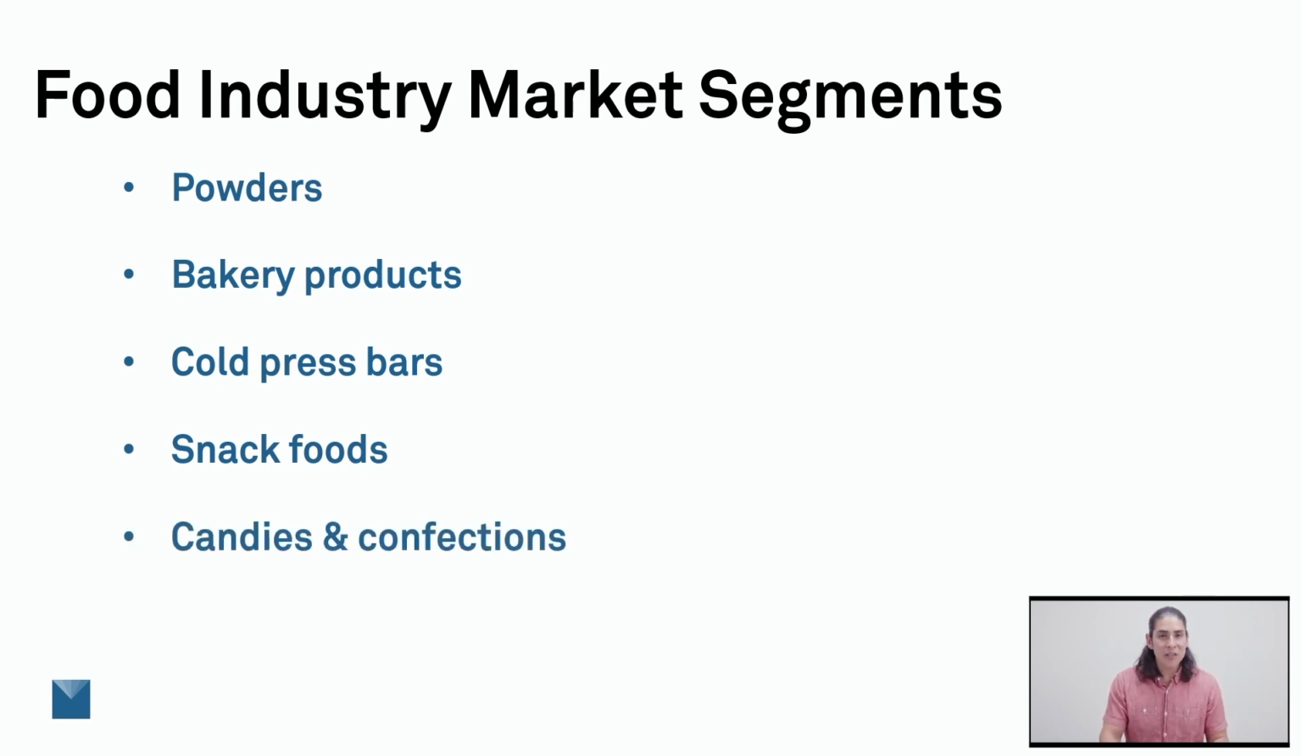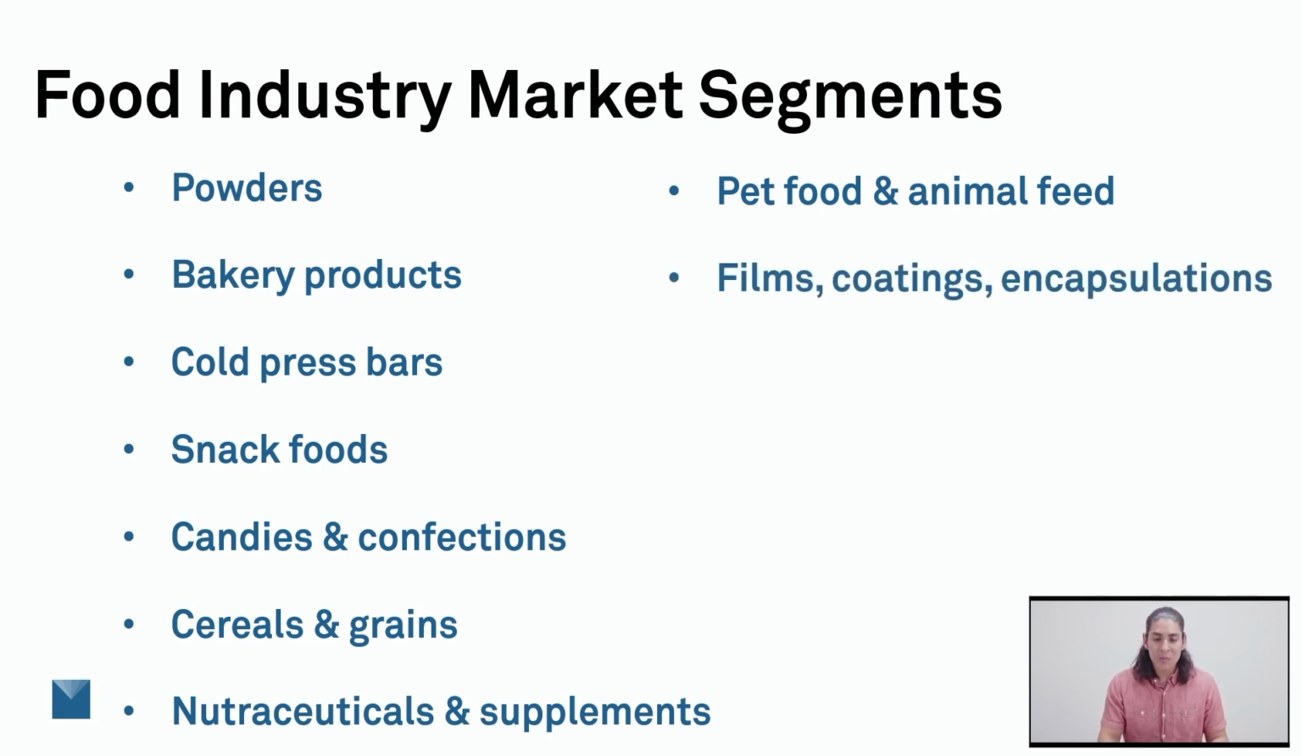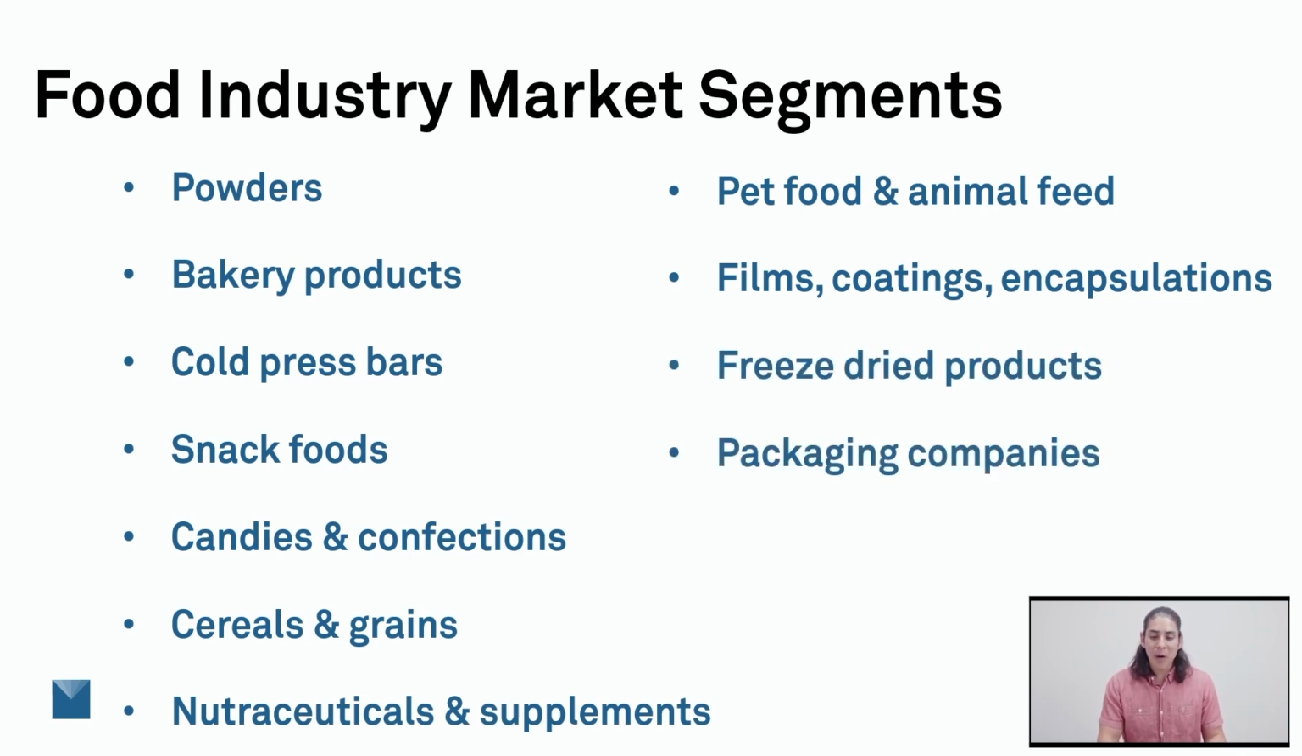candies and confections ranging from chocolates to gummies. We can look at cereals and grains, nutraceuticals and supplements, pet food and animal feed, especially this is a growing industry that continues to use isotherms, films, coatings and encapsulations, freeze-dried products. We work a lot with packaging companies so that they can direct their clients to use the right type of packaging, food solution companies or third-party consulting labs.